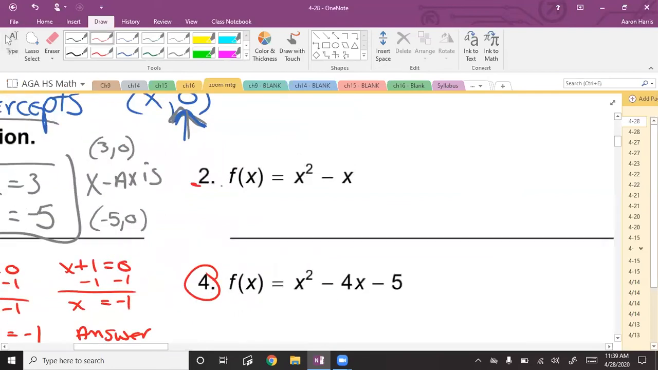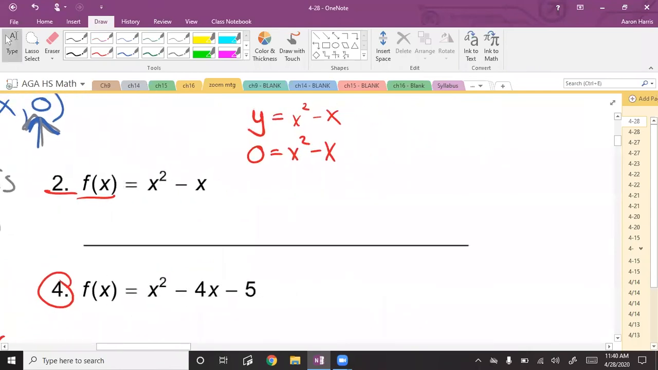Number 2. How can I rewrite this equation? Instead of writing f of x, I can put a what? Y. Good. So y is equal to what? 2 minus X. Good. Now, if I'm finding the zeros, what number do I make, not x, y? 0. Correct?